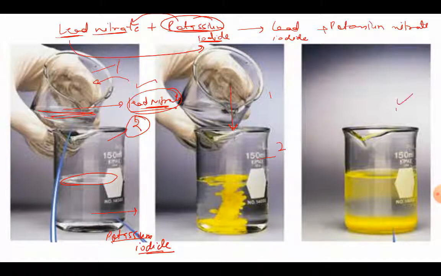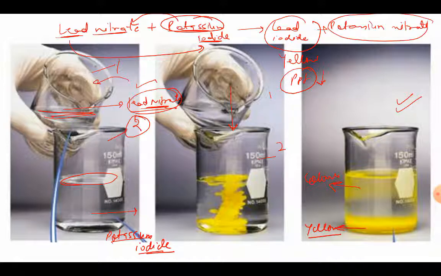And now can we see the case 3? If we look here carefully, the upper part of the solution is colorless and there we can see a little bit of solid deposition at the bottom which is yellow in color. Now out of the two products, lead iodide is the yellow solid and it is called a precipitate because it settles at the bottom of the beaker. And potassium nitrate is the colorless solution which is above it, right?